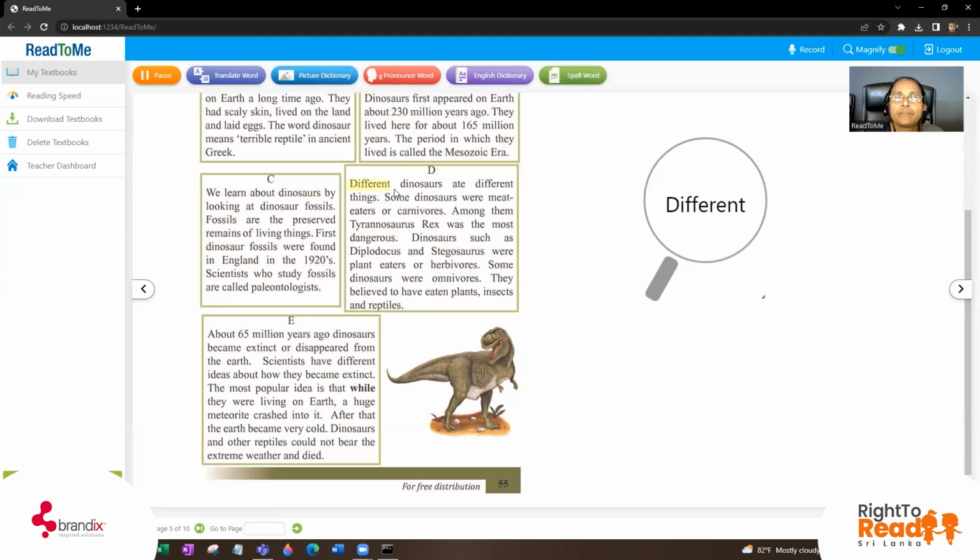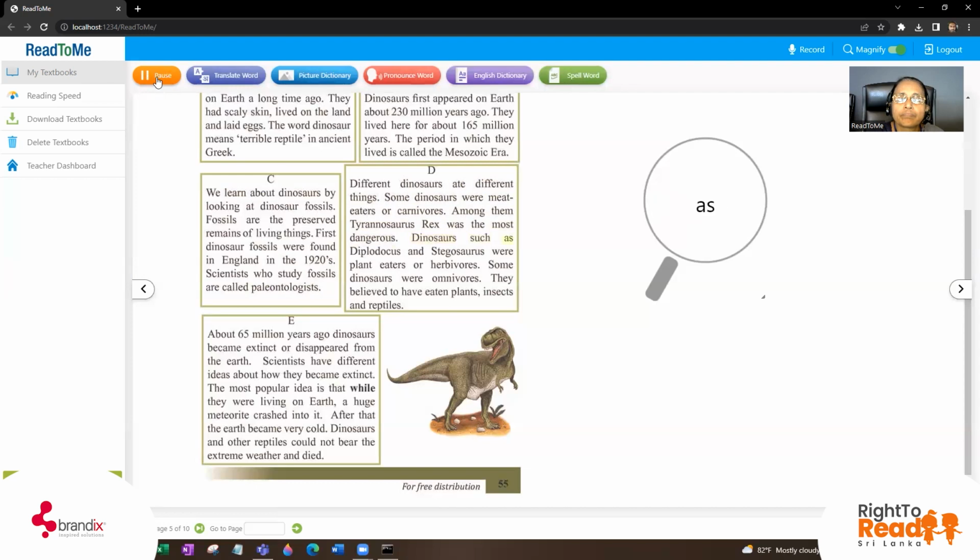Different dinosaurs ate different things. Some dinosaurs were meat eaters or carnivores. Among them, Tyrannosaurus rex was the most dangerous.